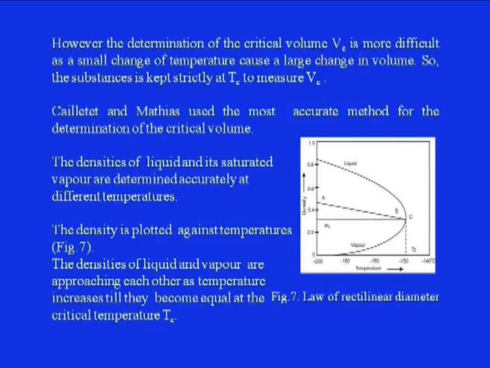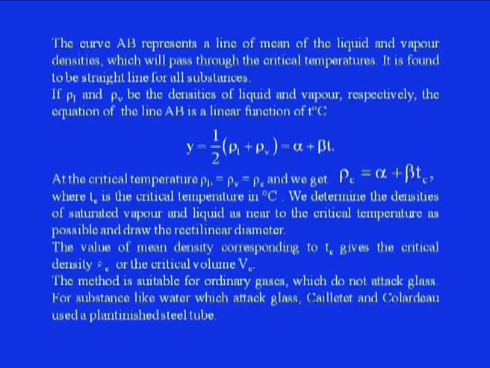At the critical temperature, we know the density of the liquid should be equal to the density of the vapor. Let us call it rho C. So, we get rho C equal to alpha plus beta times Tc. T should be replaced by Tc, because C stands for the critical point, where Tc is the critical temperature in degree centigrade. So, we determine the densities of the saturated vapor and liquid as near to the critical temperature as possible and draw the rectilinear diameter. The mean density corresponding to Tc gives the critical density rho c, or the critical volume Vc.